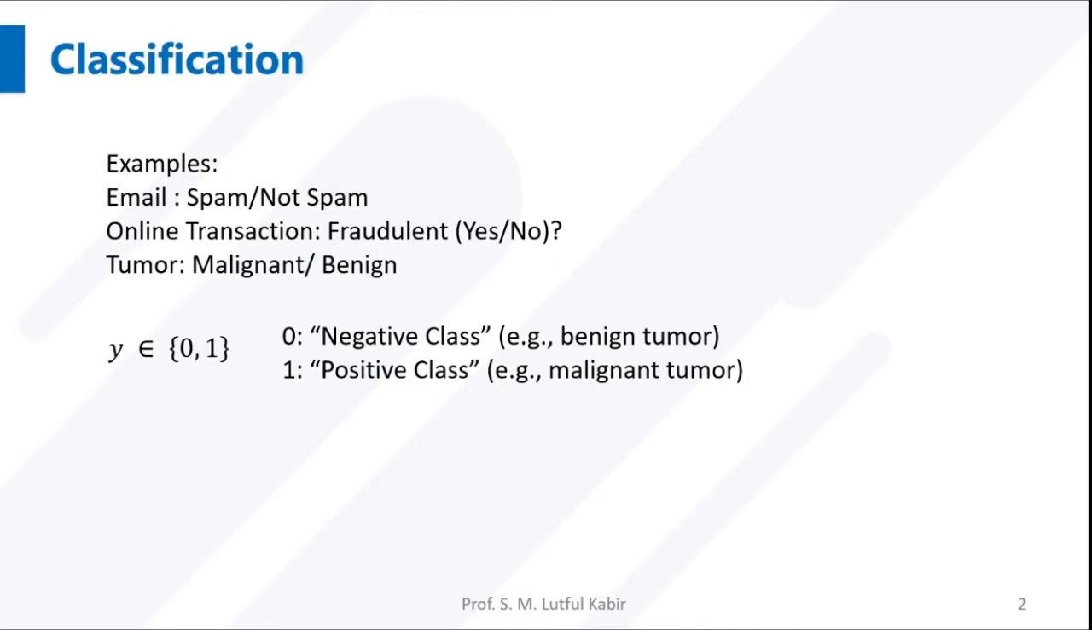But in the later part of our class, we'll discuss that the output can be multi-class. It can be 0, 1, 2, or 3. So for the time being, let us concentrate on the two-class problem, either positive or negative class. If we understand this development, we can easily extend it to the multi-class classification problem.